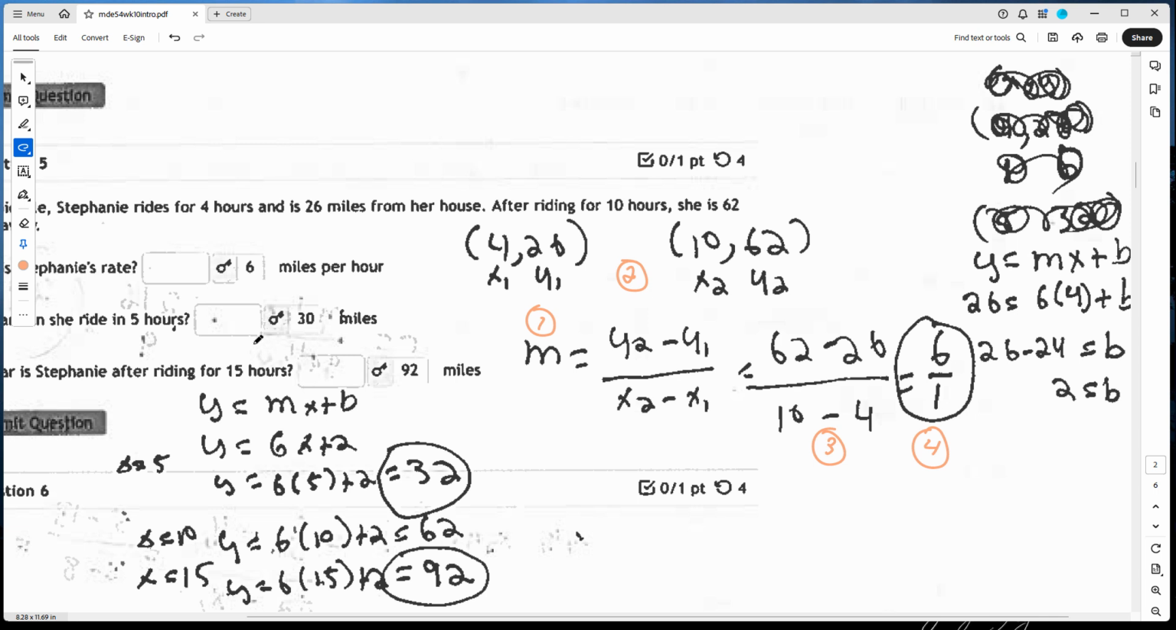Okay. In 15 hours, we can plug in. The person will go 92 miles. And that's how you got that one there. Okay, and that was question number 5.